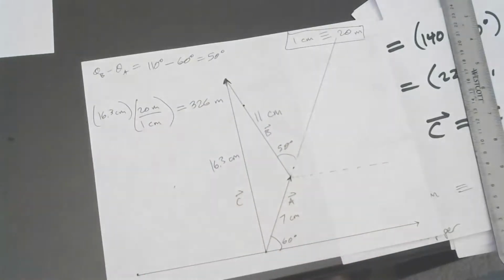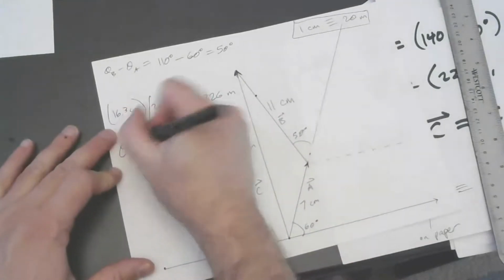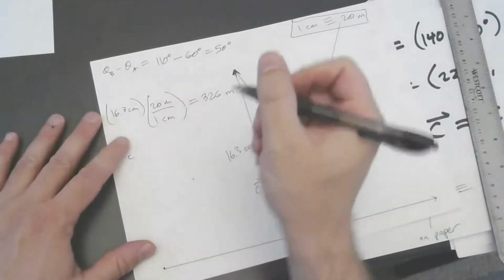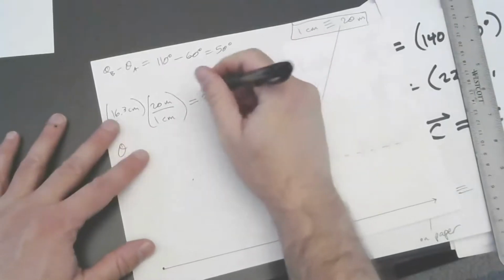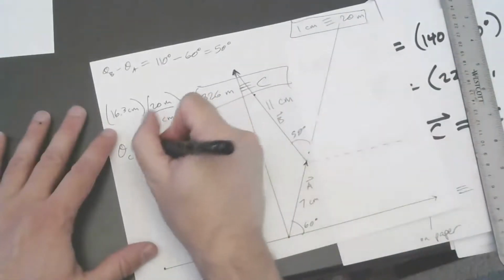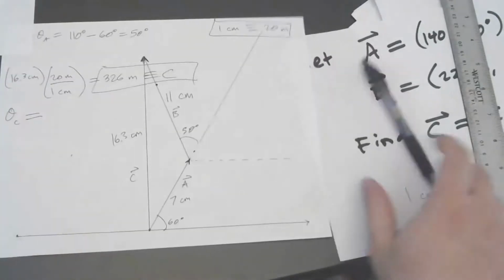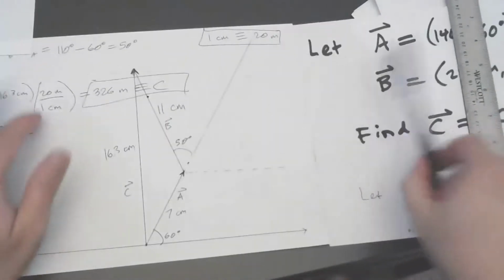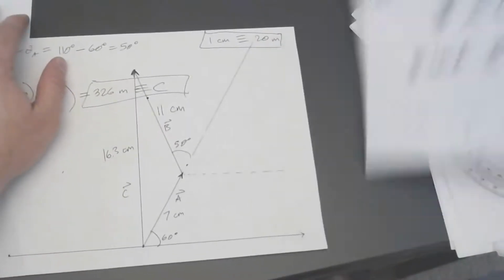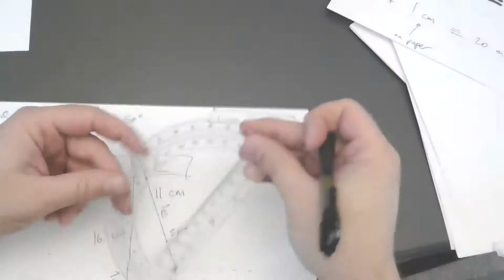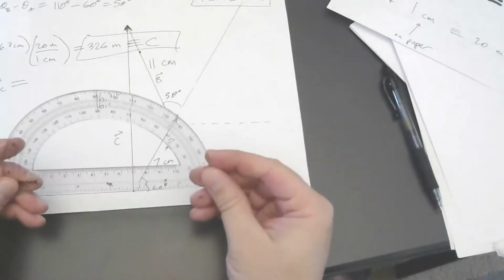Okay, 326 meters. And for the angle, theta sub c, I should probably emphasize that is the length of vector c. And for the angle, I will measure it with the protractor. So everything I'm doing right now is graphical method. I haven't used sine or cosine, no trig functions. This is the first method that we looked at.